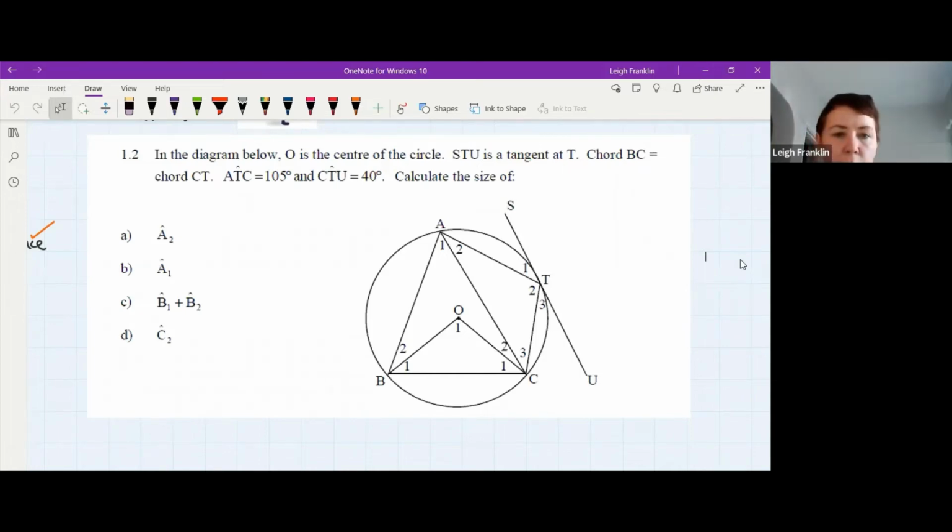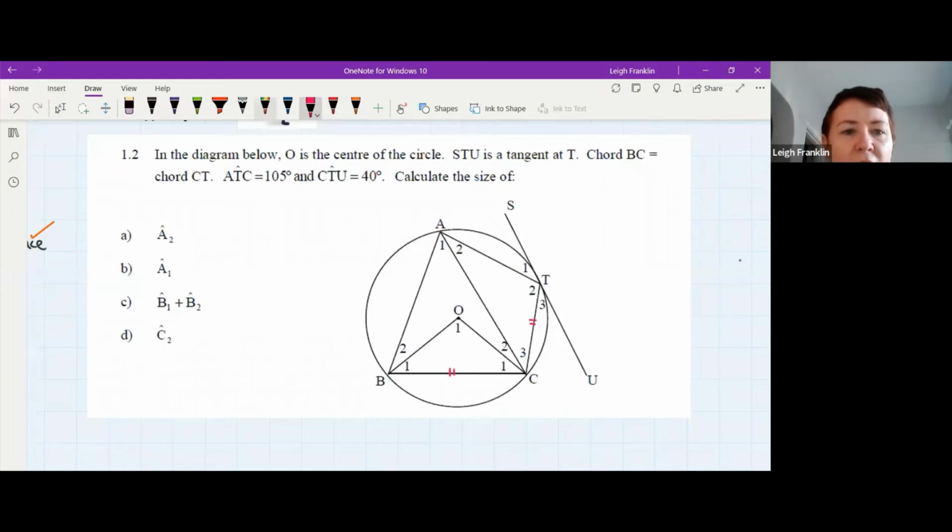Okay, so I'm just going to help you a little bit. All right, there's a couple of things that they've told us here. O is the center of the circle, STU is a tangent, chord BC and chord TC are equal to one another. I don't know if you guys remember what that means. I did mention this on Tuesday. I won't say any more about it now.